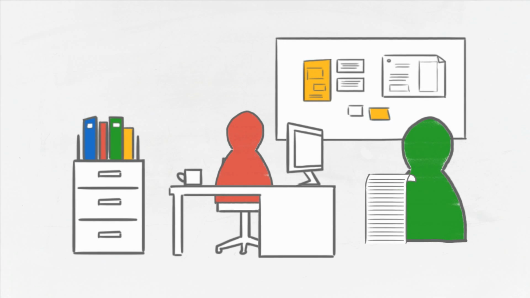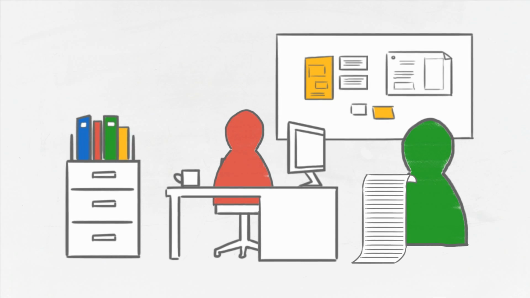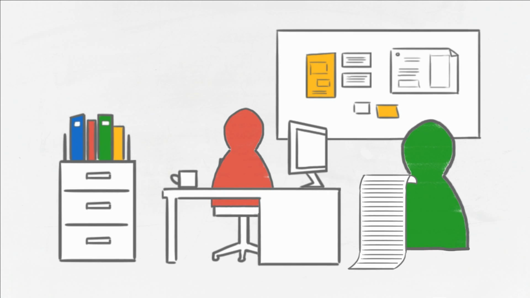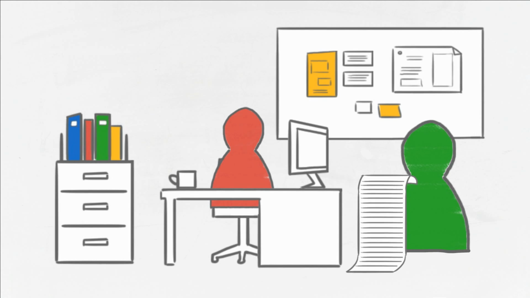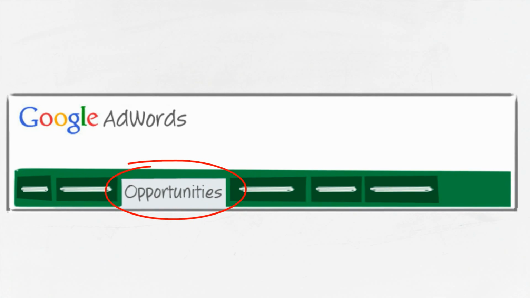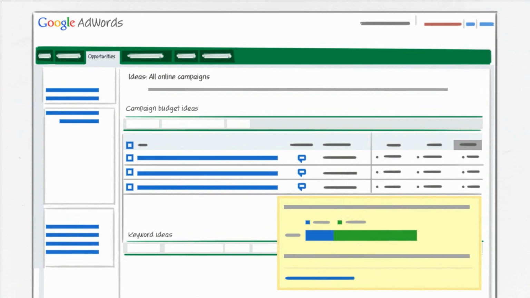Imagine this. You walk into the office on Monday and someone has prepared for you a list with all the keywords you should add to your account, all the bids you should assign to those keywords, and the budget you should allocate for each of your campaigns. Wouldn't that be great? Well, you could hire someone to do this for you, or you can use the Opportunities tab. So what is the Opportunities tab?